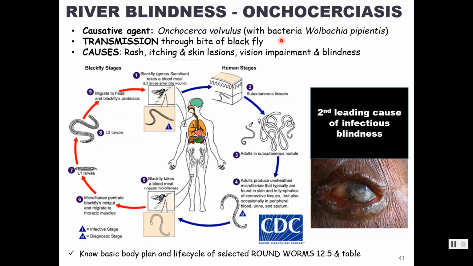Transmission: there's a vector, through the bite of a black fly. We're going to watch a YouTube in just a minute. And so it can cause first a skin rash and lesions, and then it can progress into vision impairment and blindness. And so once again, microfilaria are going to be injected through the bite of a black fly. So very similar to our life cycle of Wuchereria bancrofti, but in this case, instead of going to the lymphatic system, they are going to stay in the skin, and then the microfilaria can find their way around to other tissues. So let's see.